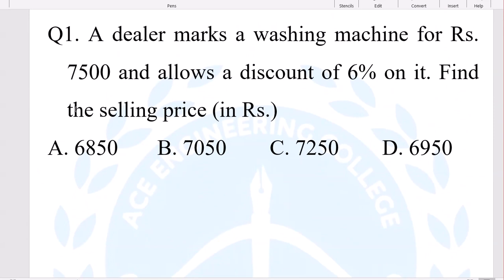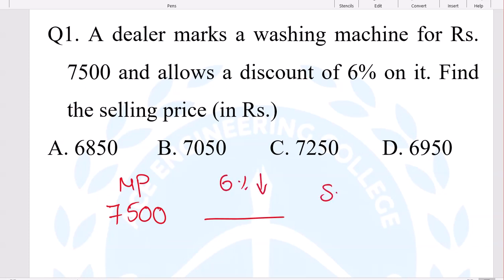So a dealer marks a washing machine for rupees 7,500 and allows a discount of 6% on it. Find the selling price. Answer: 7,000, okay, 6,850, 7,050. Okay. So 7,500 is the marked price. Like you went to a shop where your shirt cost of 7,500 is labeled. Now they are giving a 6% discount. Then they are selling the product. So as it is a 6% discount, you should write 7,500 into 94%. Why 94 percentage?